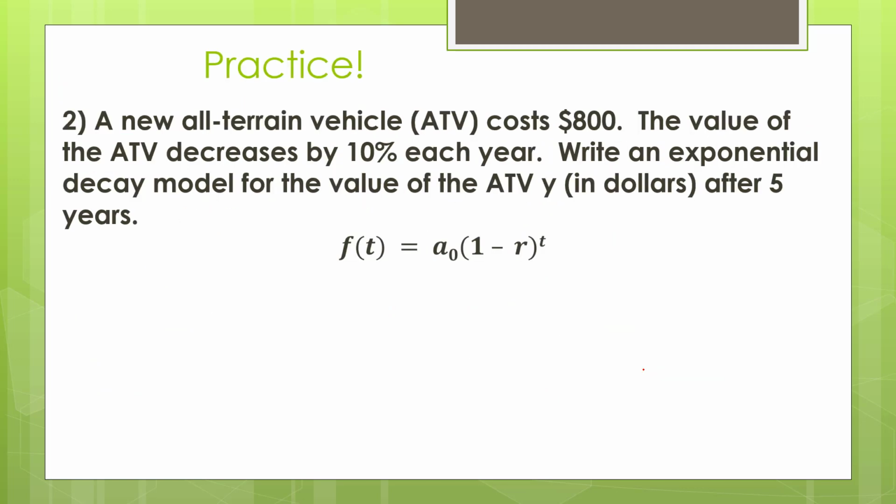Next, a new all-terrain vehicle, ATV, costs $800. The value of the ATV decreases by 10% each year. Write an exponential decay model for the value of the ATV in dollars after 5 years. So again, let's identify our variables. A sub 0 is our starting value. R is our rate, so let's find it. That's 10% written as a decimal, so move the decimal over 2 places. So that's going to be a 0.10.